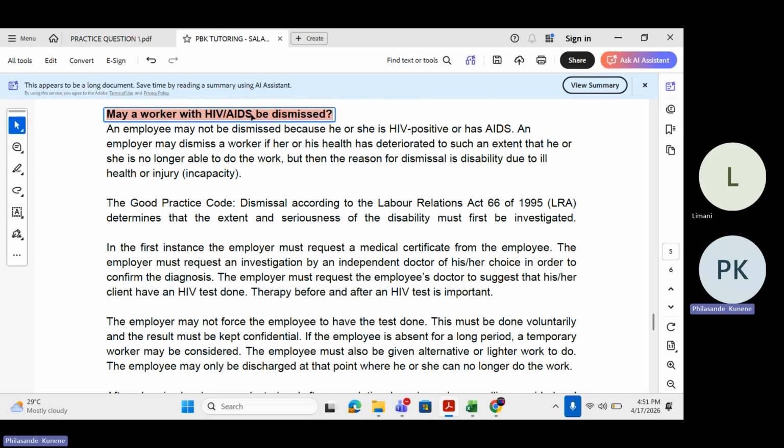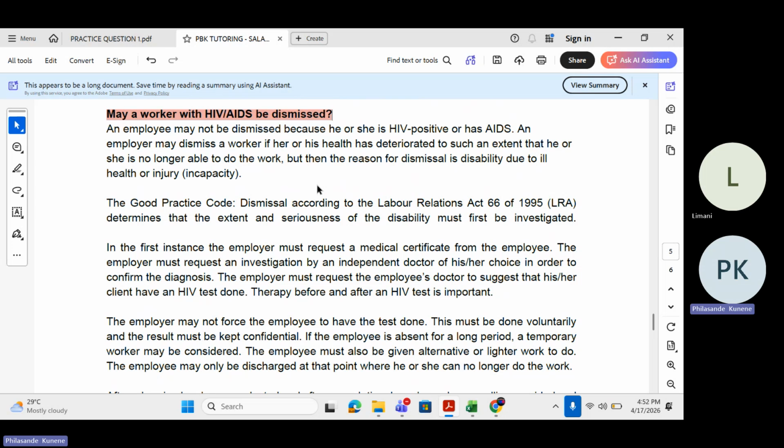May a worker with HIV and AIDS be dismissed? It is not allowed to dismiss an employee if an employee is sick. However, if that continues to happen over and over, and you see that an employee is unable to do their work now, then obviously you have to retrench those employees, right? If you can't do your work, even if you get sick and you're unable to do your work, there's no way that they can carry on with you. They have to obviously dismiss you, right?